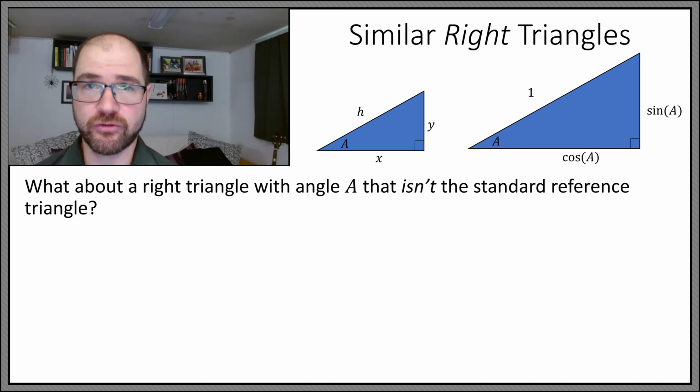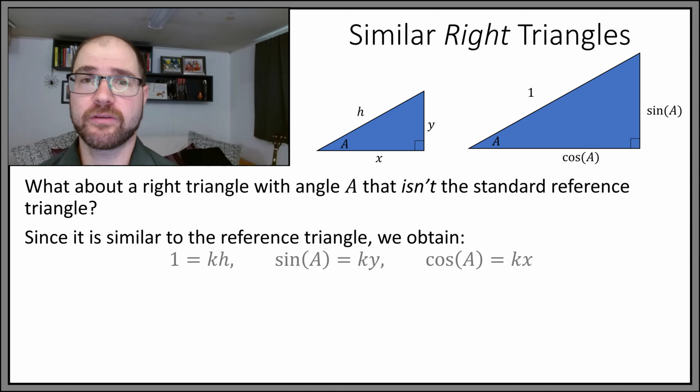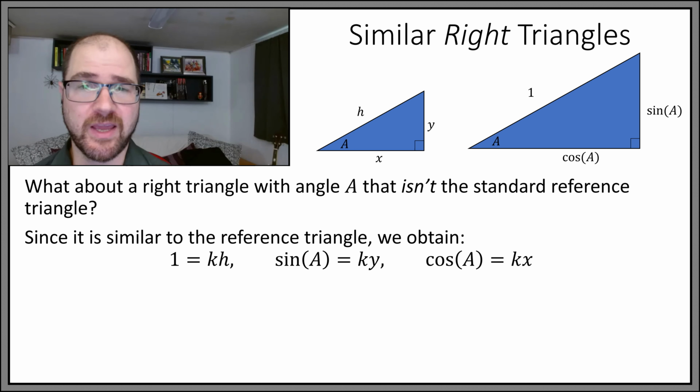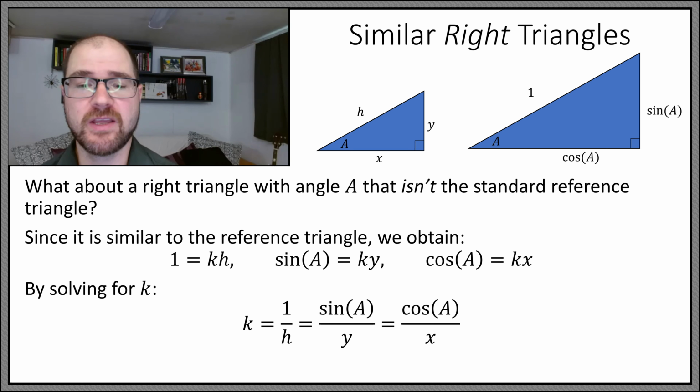So here is another right triangle, angle A, but it's not quite the same. It has an x and a y and a hypotenuse. But these two triangles are now similar, so ratios are preserved. In other words, there's a scalar multiple, k, so that 1, the length on the right, is k times h, sine A is k times y, and cos A is k times x. We can solve these for that scalar quantity k and see that k is 1 over h. That's kind of interesting, but it's also sine A over y and cos A over x.